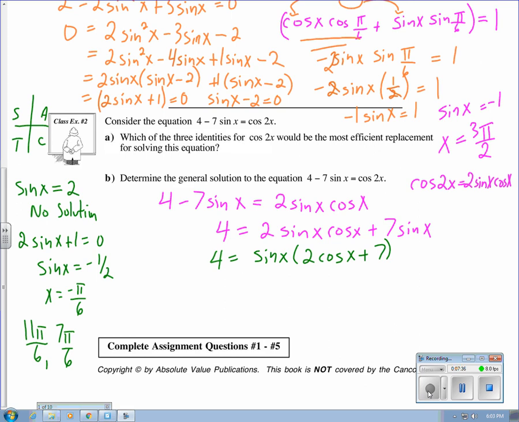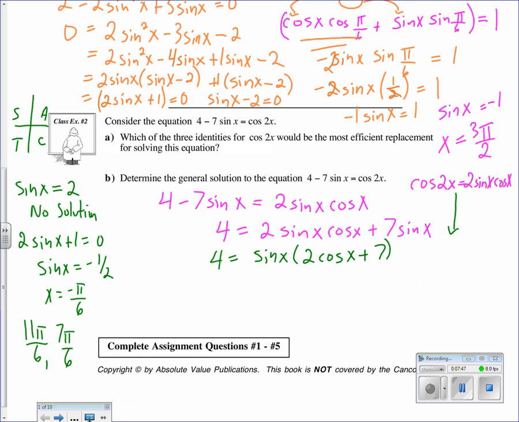I don't have an easy solution for solving this, so I need another alternative. What's my other alternative for subbing in for cosine 2x? It's kind of nice when something doesn't work. It lets you know that, hey, that's going to happen to you too. Cosine 2x is also equal to 1 minus 2 sine squared x. And that's going to be a nicer collection of work.